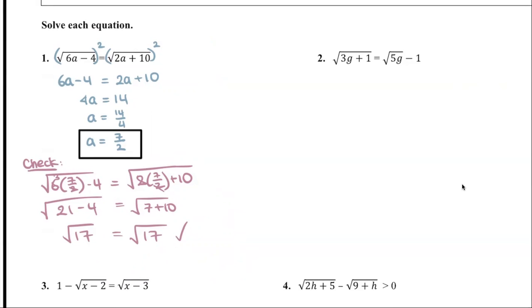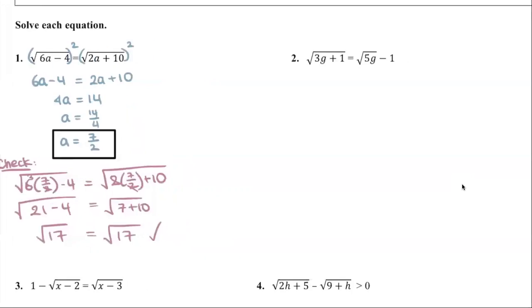All right, so number 2. First thing I'm going to do is I'm going to isolate the more complicated radical. This guy definitely looks like the more complicated radical. And the good news is that it's already isolated. He's already by himself, all on his lone self on one side of the equal sign. All right, nothing else with that radical. So I'm going to square both sides.